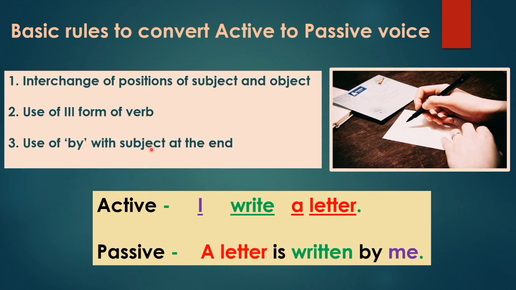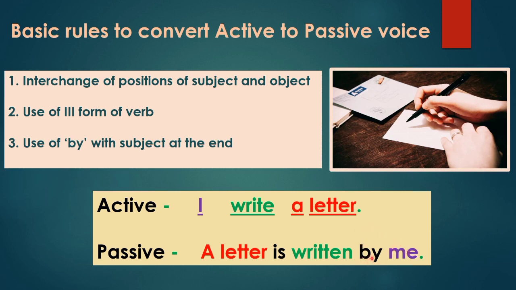Let us take an example. I write a letter. I is the subject here. Write is a verb. A letter is an object. So according to the first rule, a letter has to interchange the position with I. So a letter will come at the first of the sentence. Second rule says that write, which is a verb, has to be converted into the third form, that is written. The I will come at the end by changing the position.